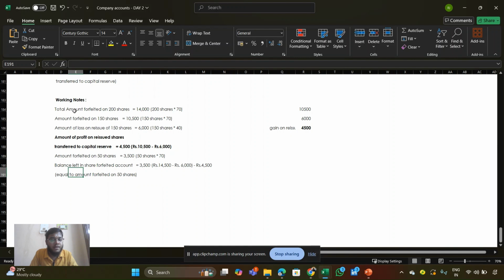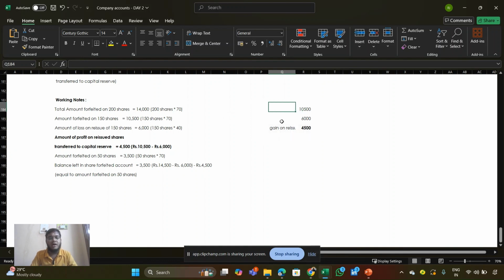So the total amount forfeited on 200 shares is 14,000. On 150 shares forfeited, 10,500. Loss is 6,000. Profit is 4,500, and the balance 50 shares will remain in the share forfeiture account itself, because they didn't sell the balance 50 shares; they have sold only 150 shares out of 200. So the 50 shares, valued at 3,500 rupees, remain the same in the forfeiture account. So this is the formula calculation.